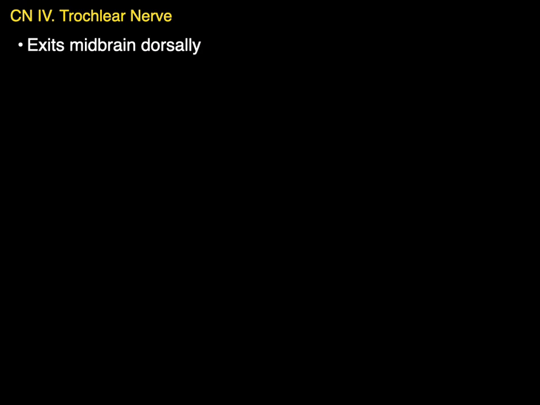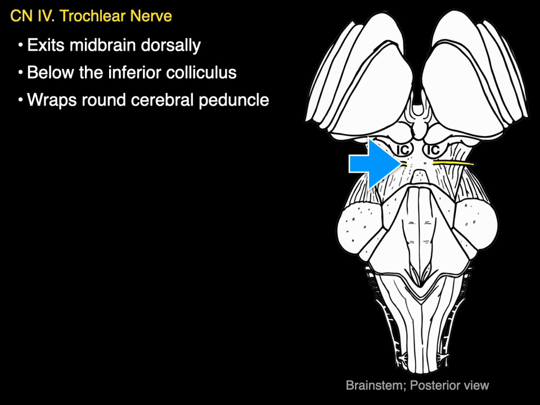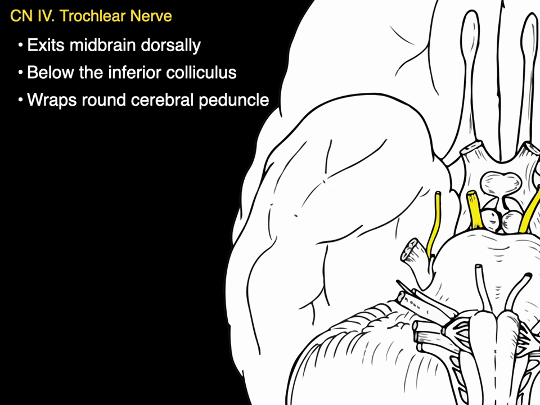Cranial nerve number 4 exits the midbrain dorsally. Here's a posterior view of the brainstem, and there's cranial nerve number 4, the trochlear nerve, exiting below the inferior colliculus, and it wraps around the cerebral peduncle like this. It wraps around laterally the cerebral peduncle en route to the orbit where the superior oblique muscle is.